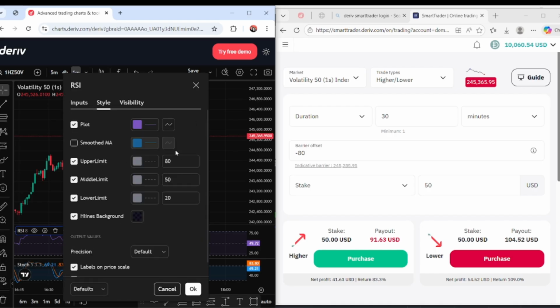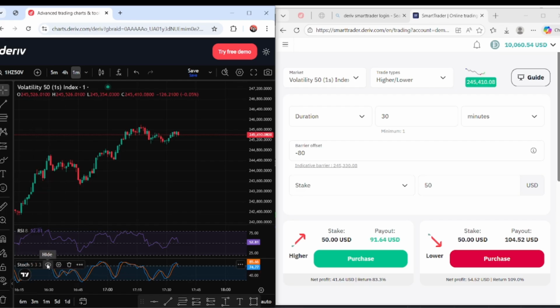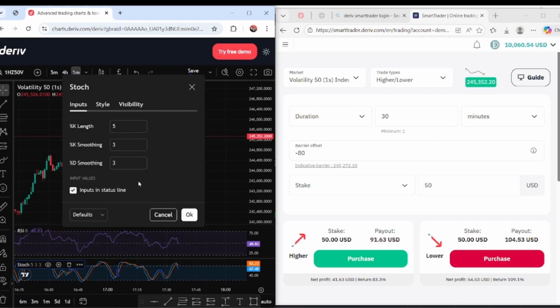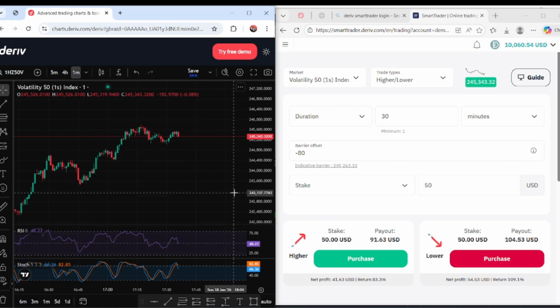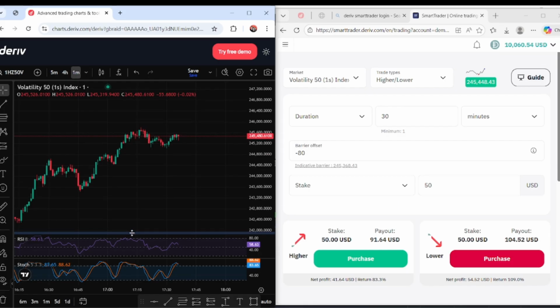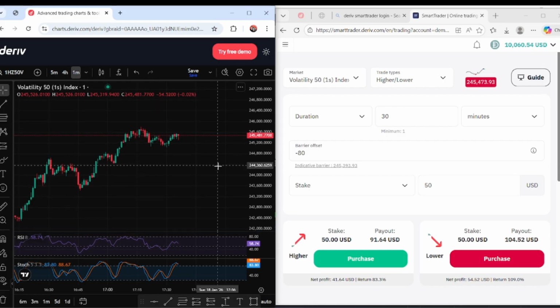Then for your style, use levels 80, 50 and 20 for the relative strength index. And then for the stochastic, you must make sure that your style is the 80-20 level and your input is 5333. So we are done with the indicators. Then adjust them in a way that you would like to see your chart.